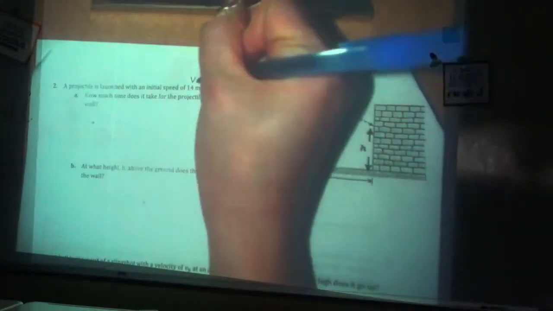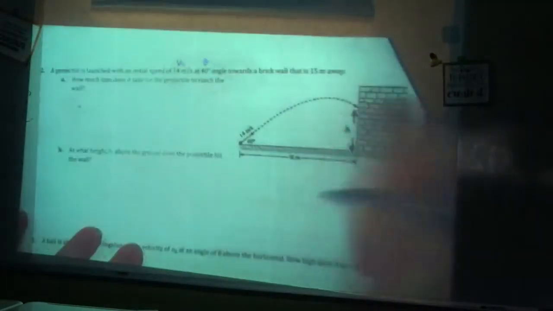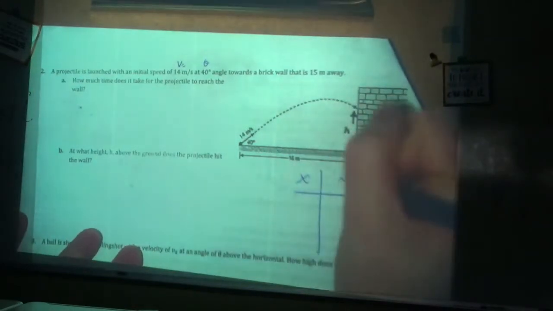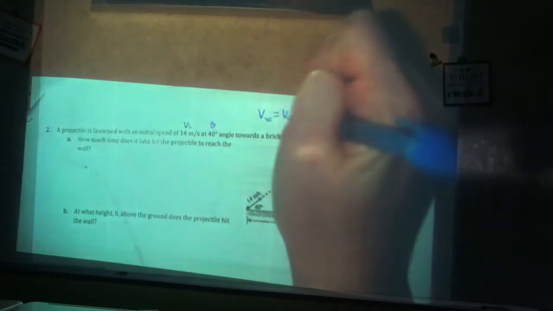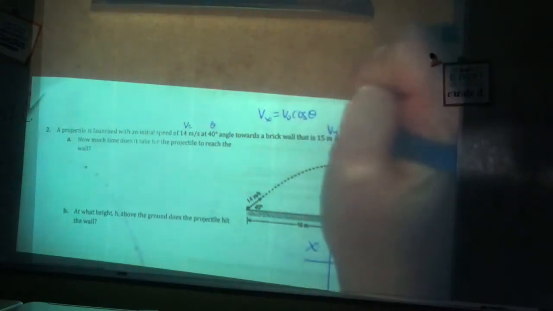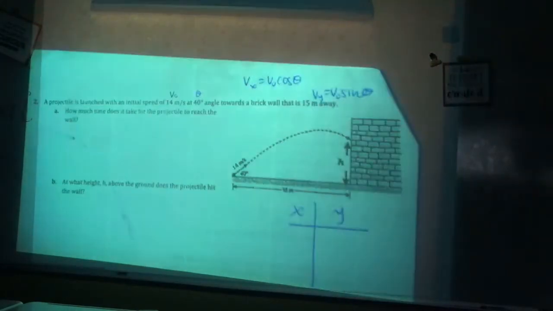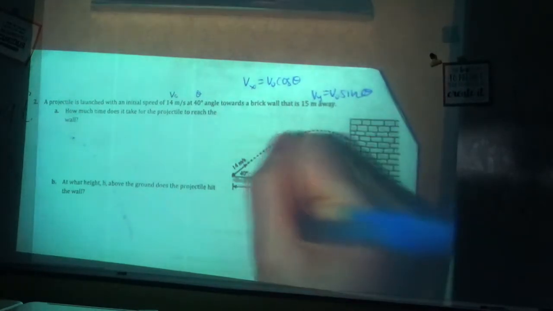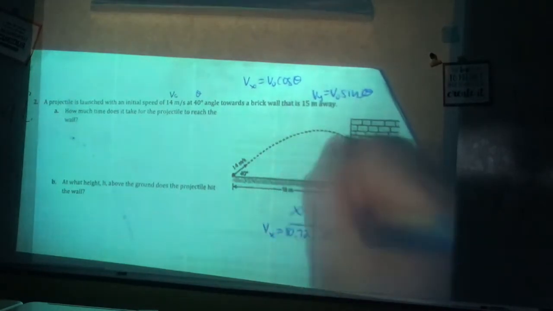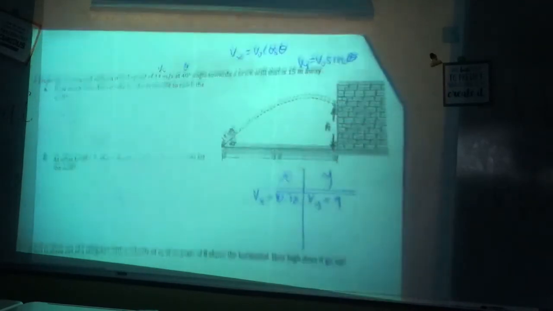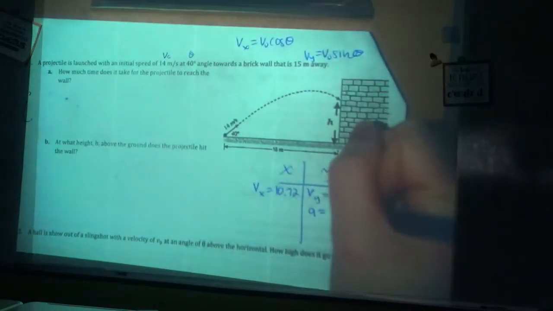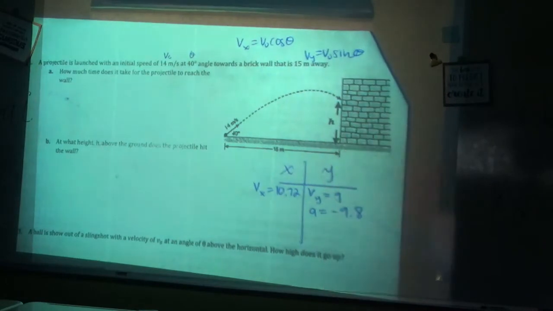Number 2, so a projectile launched with some initial speed of 14 at some angle 40 degrees. So the very first thing I need to do is break this up into x and y. So vx is just v naught cosine of the angle. Vy is v naught sine of the angle. So now make sure your calculator's in degrees. And then that means my x velocity is 10.72 and my y velocity is 9. I also have an acceleration of gravity of negative 9.8.